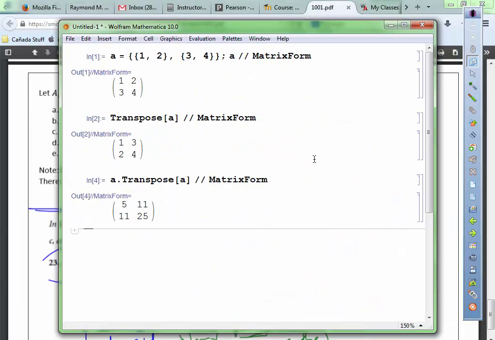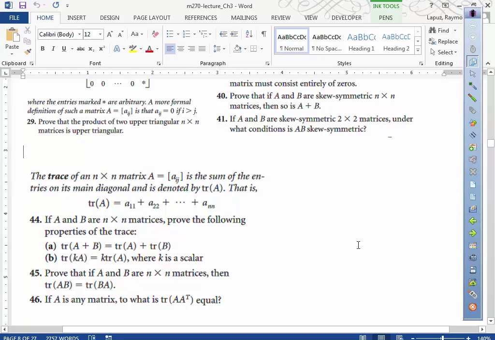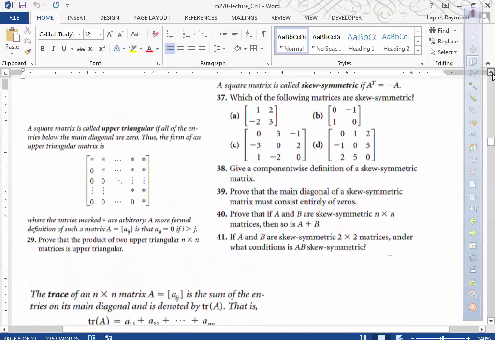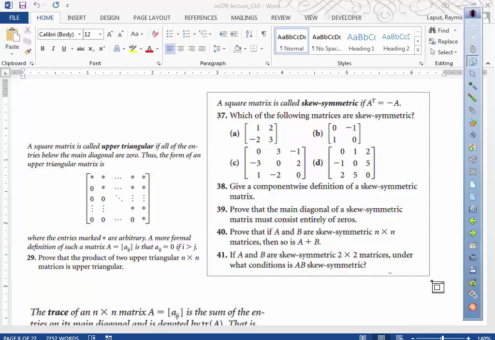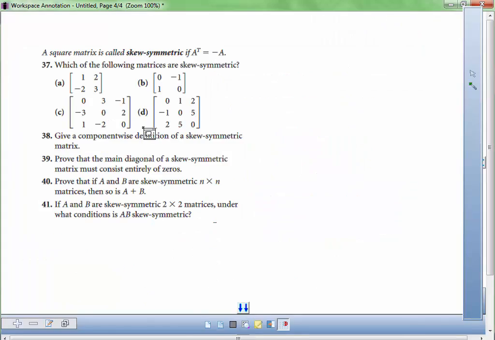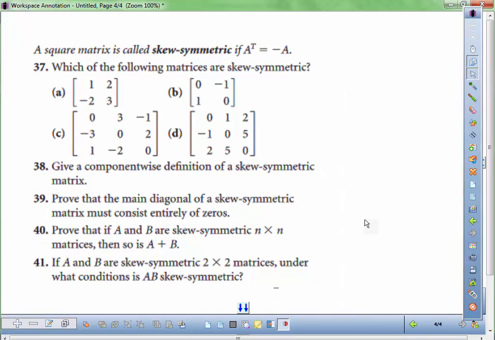All right, we're past time, but I'm just going to include this last bit of information here. Skew symmetric. A square matrix is skew symmetric if the transpose is equal to the negative of the matrix. So that's the last bit of section 3.2.